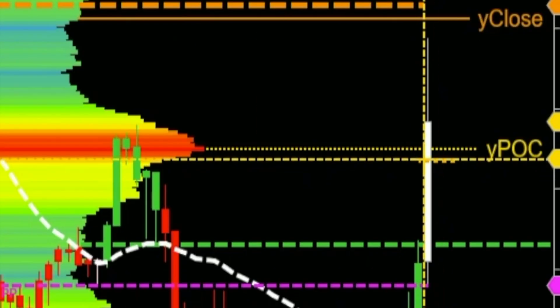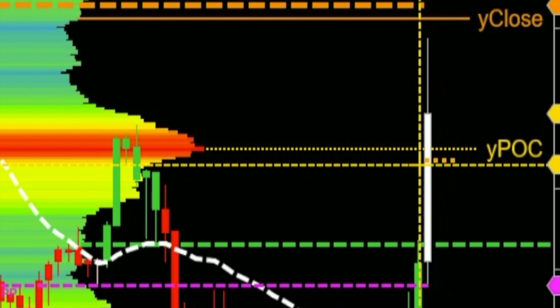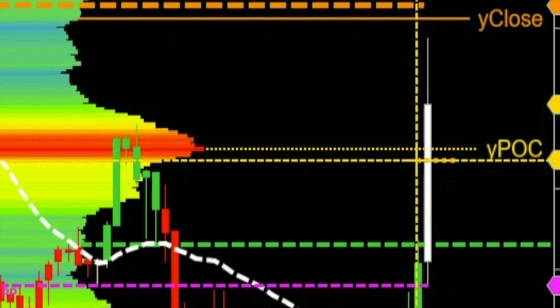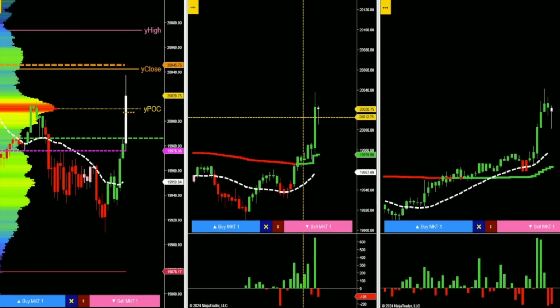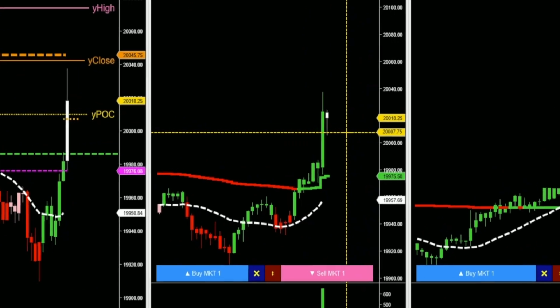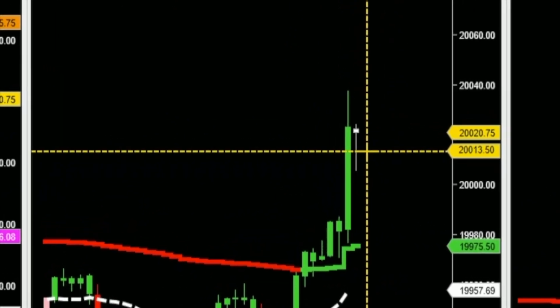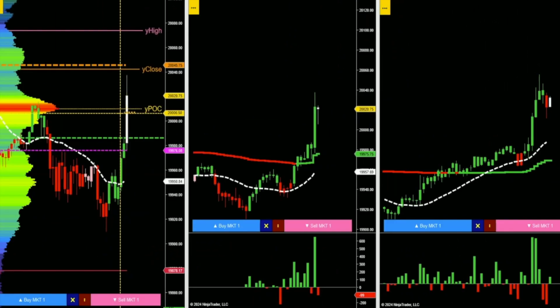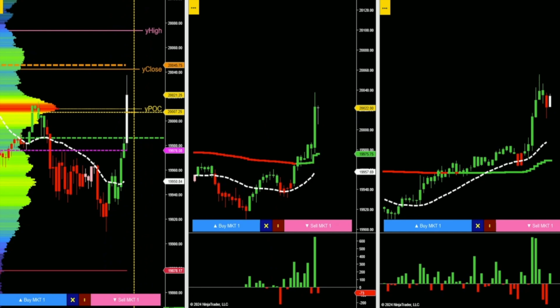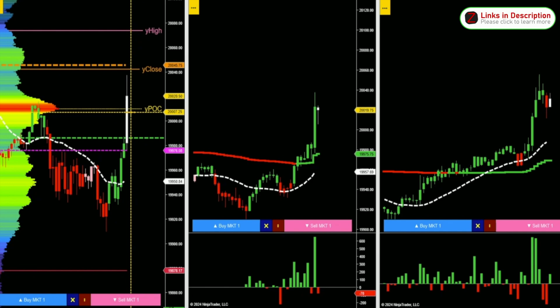This square dotted line here, this is the center of the opening range, the 15-minute opening range. You see we just popped up from there already 15 points. Definitely keeping my eye on the center of the 15-minute opening range, which will change and adjust until 9:45, and then it will be set in stone.